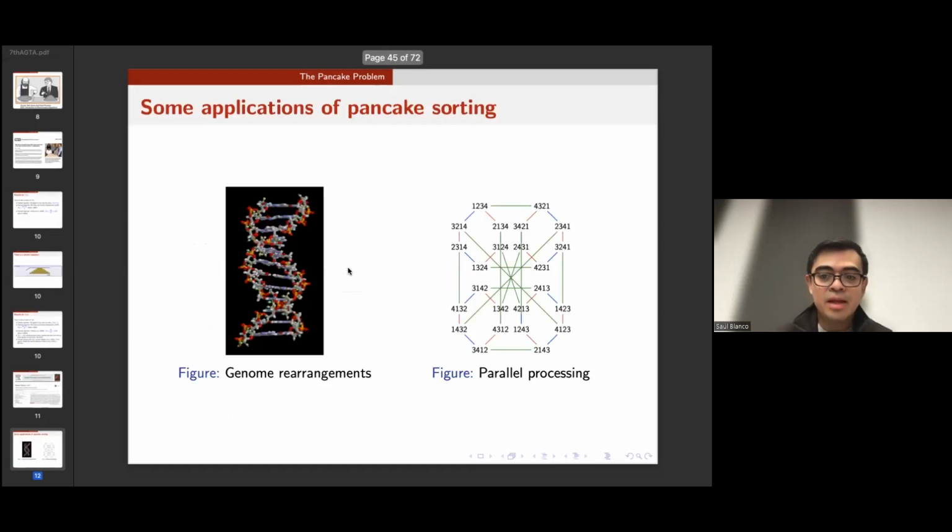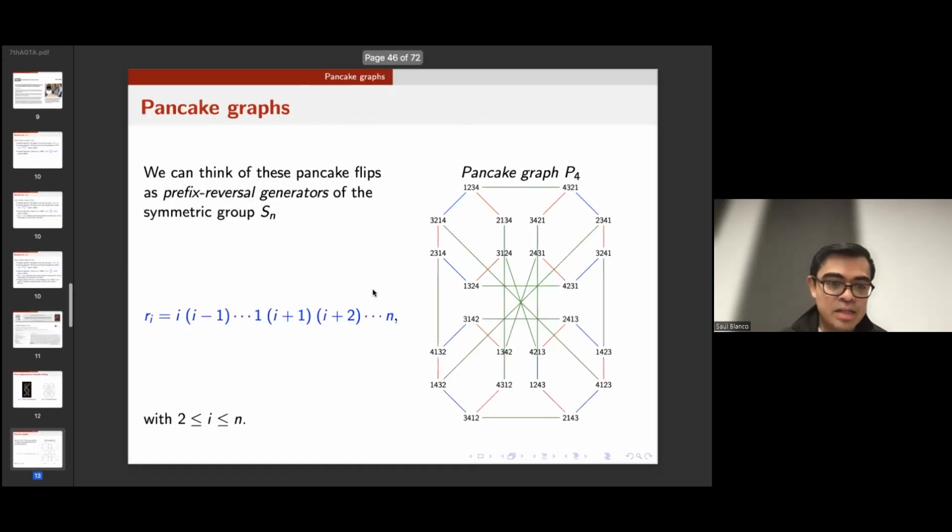Anyway, there are two common applications that people talk about when it comes to pancake sorting. One of them is genome rearrangements, and the other has to do with parallel processing. And this is more classical now because parallel processing has changed significantly since the time of interconnection networks, for which pancake graphs are given as an example model. But these are the two connections that people care about for this type of sorting, at least from the computer science point of view. So how do you get a graph from the description I just mentioned?